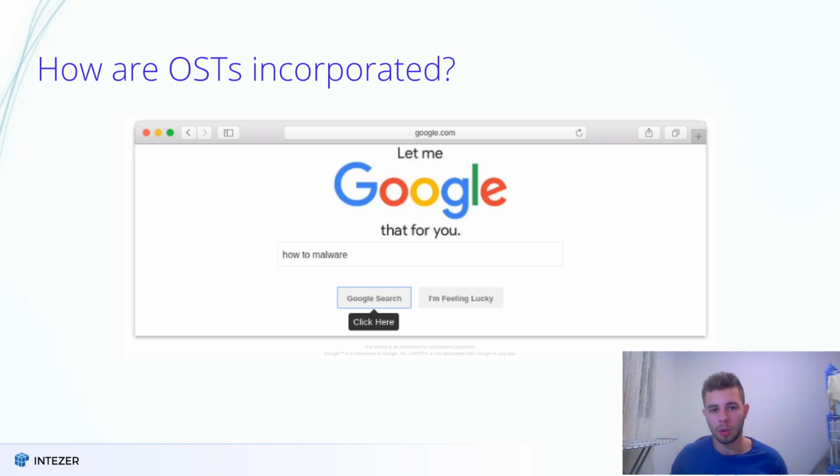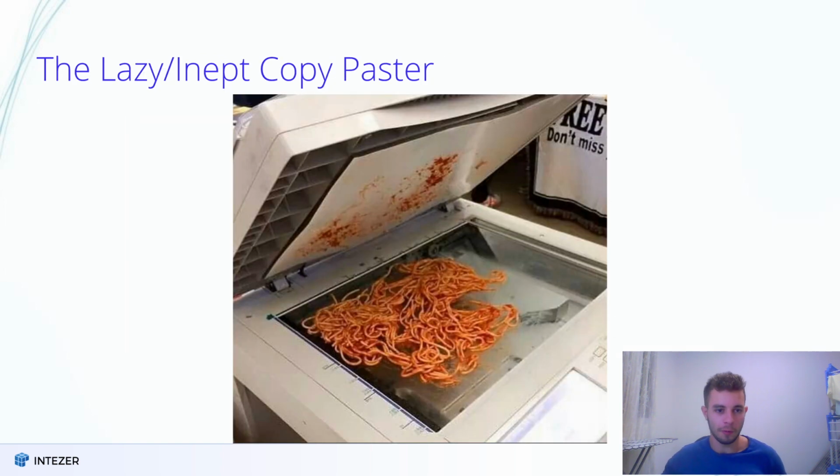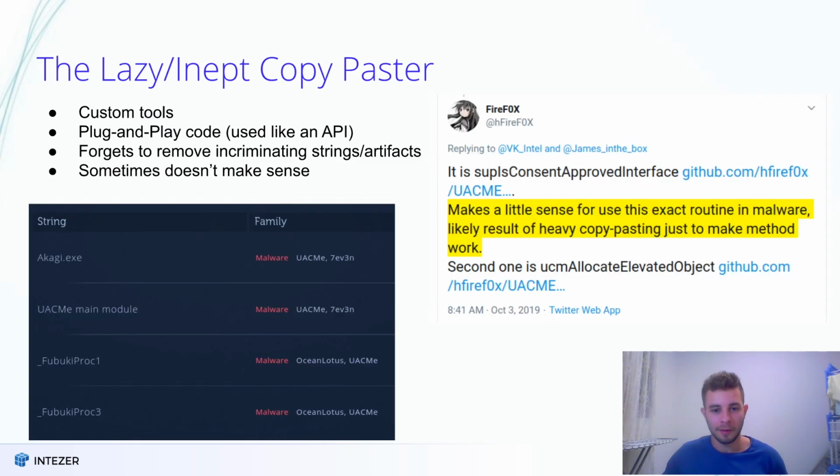So really, how are OSTs incorporated? How do we build malware with OSTs? Well, generally, we saw that there were three types of builders, of open source incorporators, say. So first of all, there was the lazy or inept copy paster. These threat groups just went over GitHub and selected whatever project they wanted. They want a memory injection library? Well, they just selected it with their mouse cursor. That's how I'm imagining it.